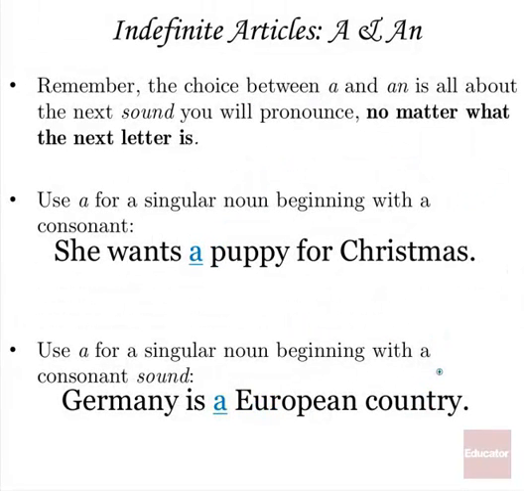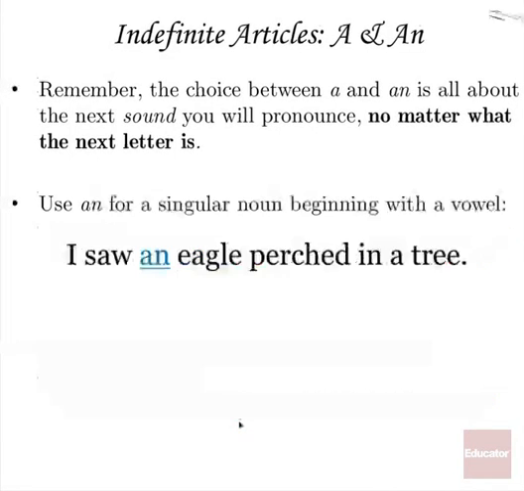Now, remember, the choice between a and an is all about the next sound you will pronounce, no matter what the next letter is. Ignore the letter. Listen to the sound. Use a for a singular noun beginning with a consonant. She wants a puppy for Christmas. Easy. A peach tree, a puppy. Use a for a singular noun beginning with a consonant sound. So, Germany is a European country. Well, European starts with an E, which is a vowel, but it sounds with a y sound, which is a consonant sound. It's the Y as consonant sound. So, a European country. An European country just sounds strange.